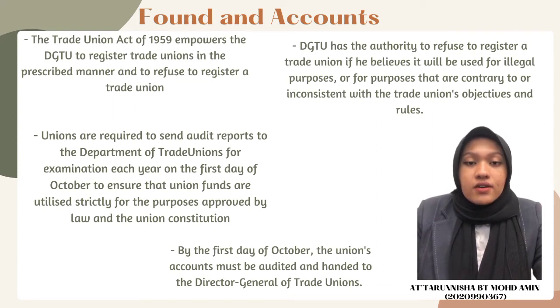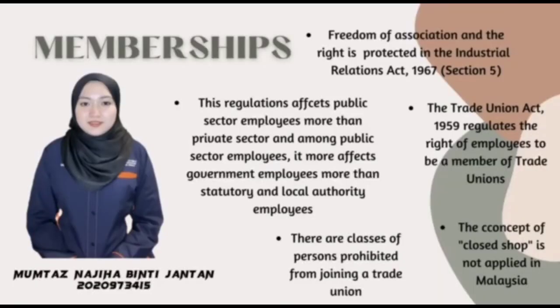By the first day of October, the union's account must be audited and handed to the Director General of Trade Unions. Failure to submit the account after receiving proper notice will result in the union being deregistered if a registered trade union violates any of the provisions of this section. It must retain such account books and other documents as regulations may require.